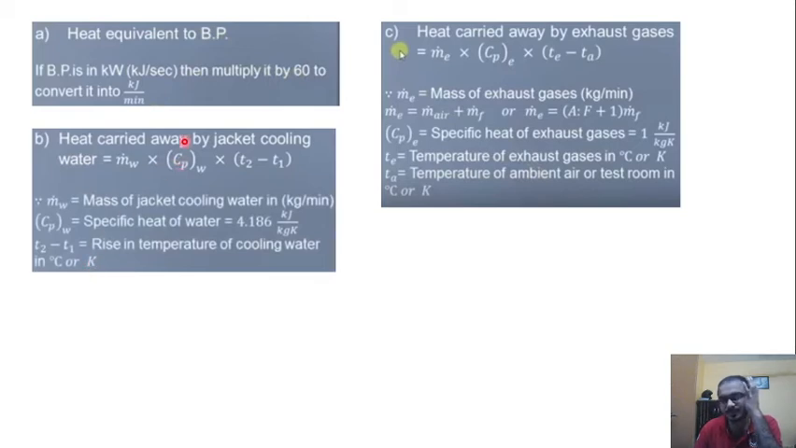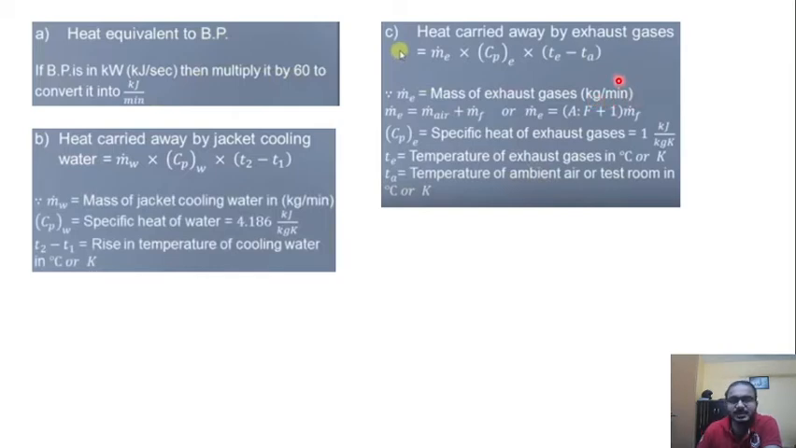Now the next is the heat carried away by the exhaust gases. We know this formula, me dot into Cpe into (Te minus Ta). So the task here is in calculation of me dot, which is mass of exhaust gases, in kilogram per minute.